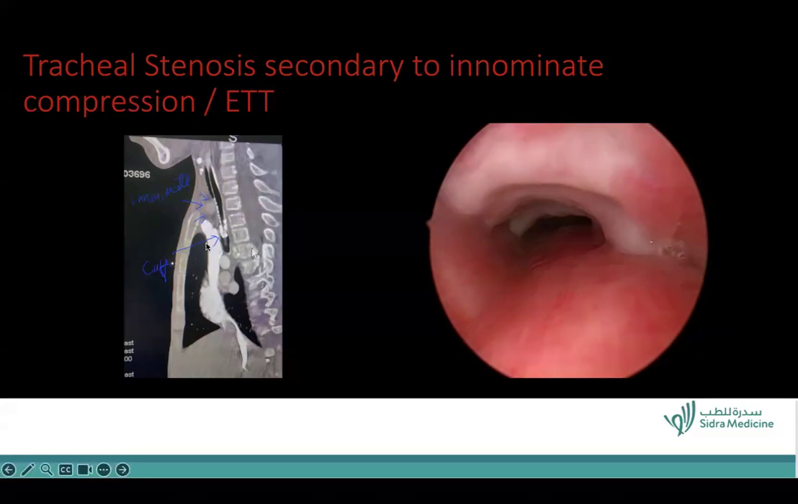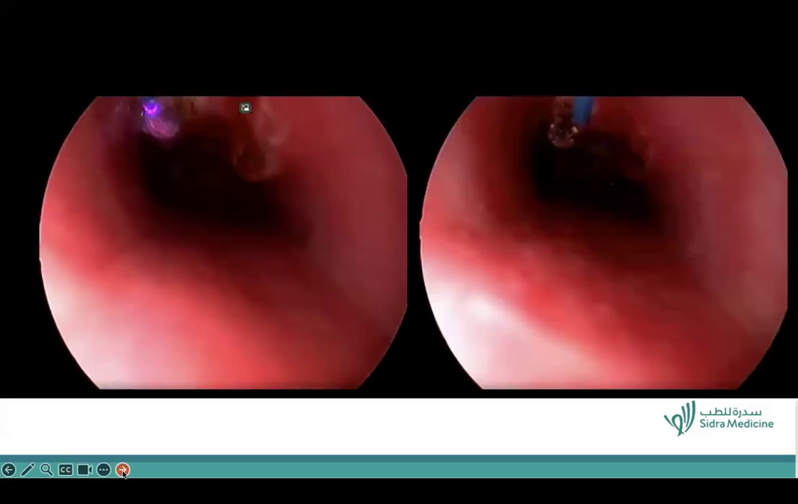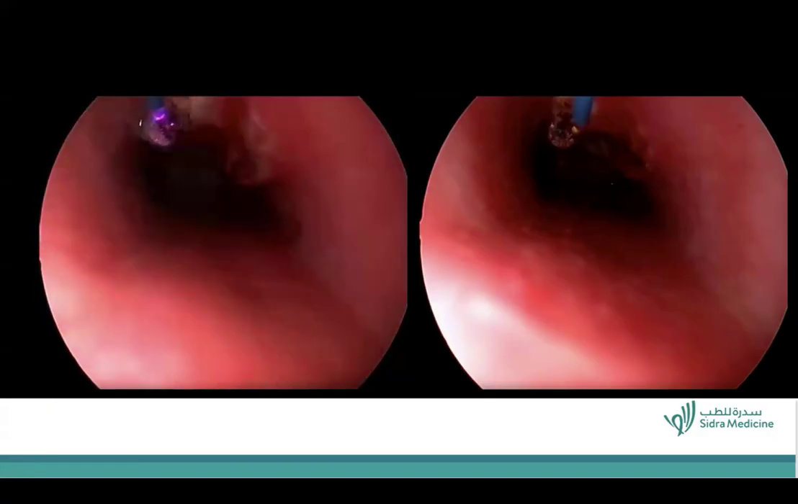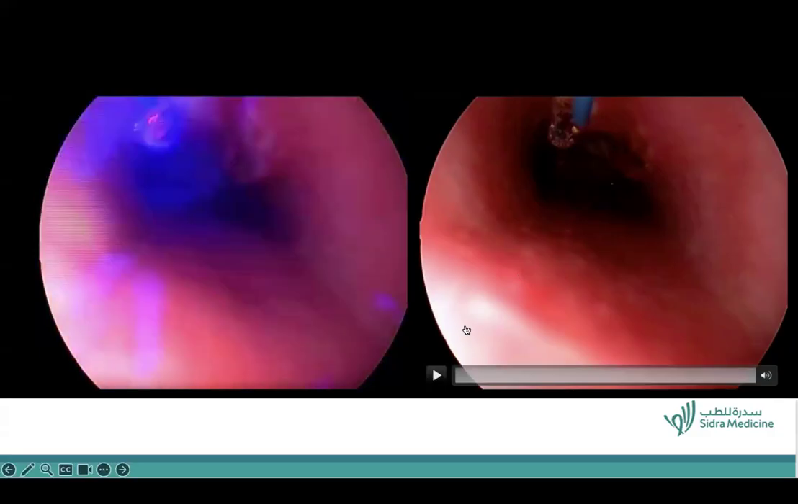What we had to do for this case is split open the sternum. We then repositioned the innominate artery and placed the cartilage graft to keep the sternum nice and expanded. Once the thoracic inlet was expanded, the tracheal stenosis was managed by our team. And what worked really well for me in this case was laser. So this is an example of me working on that stenosis with laser.